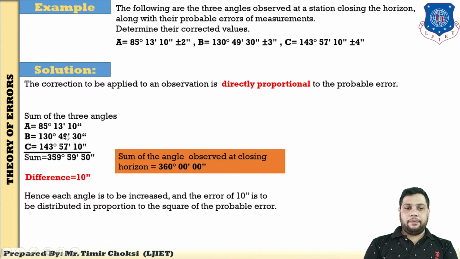So the sum is 359 degrees, 59 minutes, 50 seconds. The sum of the angles observed at the closing horizon should be 360 degrees. So here the difference is 10 seconds. This is a 10 second error in closing the horizon. Now this 10 second error is distributed among the observed values A, B and C using rule number 2: the correction to be applied to an observation is directly proportional to the probable error. So the 10 second error is distributed using this rule.